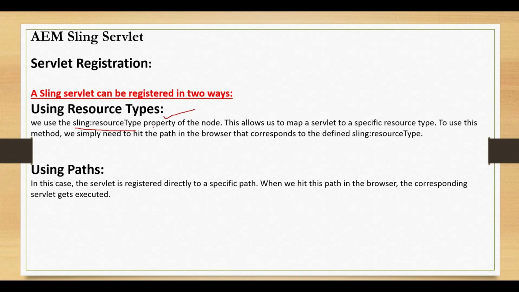Along with the resource type, we generally pass the extension, suffix, as well as the selector. So this is resource type. The second one is using path. Here we are registering the servlet with the help of a particular path. We hit the path from the browser, and the servlet is executed based on the path. These two things we are going to discuss in separate tutorials, where we'll create a servlet based on the resource type and a servlet based on the path. Moving to the next slide.